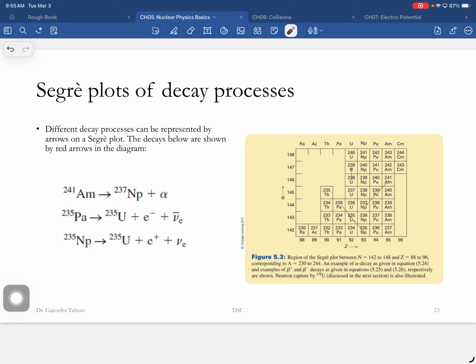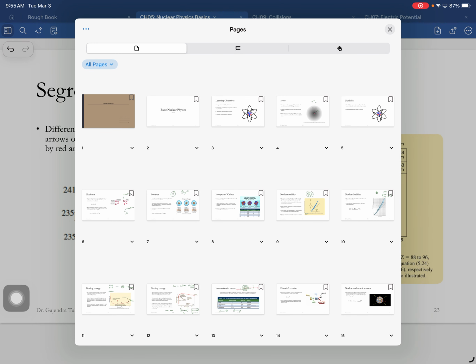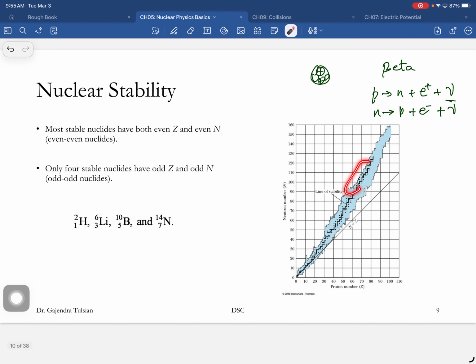Because the line of stability was going that way, you're moving towards the line of stability. In a beta decay, when you emit an electron, a neutron turned into a proton. So your number of neutrons decreased and 1 proton increased. You're going from here to there. This kind of decay happens when you're above the line of stability and moving towards it. When you emit a positive particle, a proton turns into a neutron inside the nucleus, and protons decrease and neutrons increase. So this happens when you're going like that.